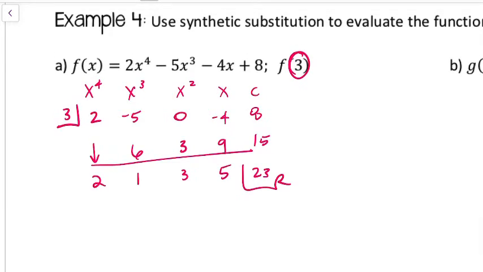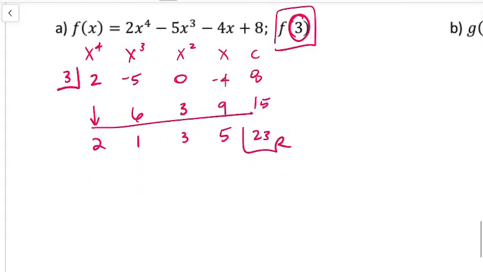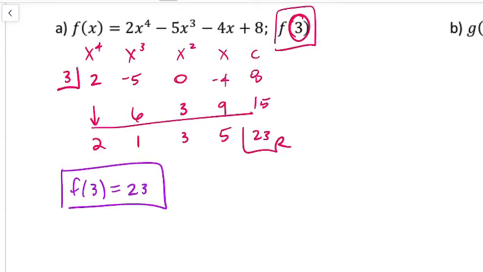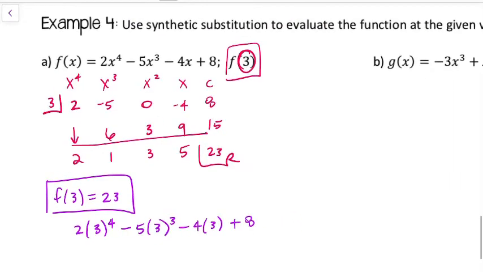And notice this time we are asked to evaluate. So before we were asked to identify the resulting polynomial when we were writing in factored form or when we did that division. This time we want to say what f of 3 is. Now we could have taken the time to plug in x equals 3, or with synthetic division, we know that if we did, we would get 23. And just to confirm, if you want to plug that into your calculator, 2 times 3 to the 4th minus 5 times 3 cubed minus 4 times 3 plus 8, we get 23.